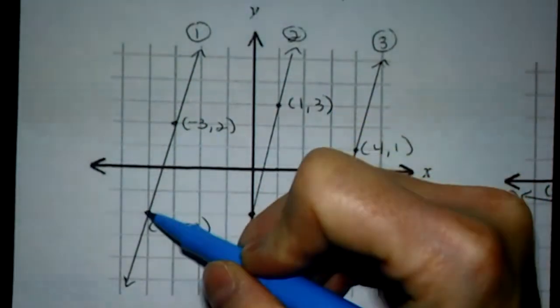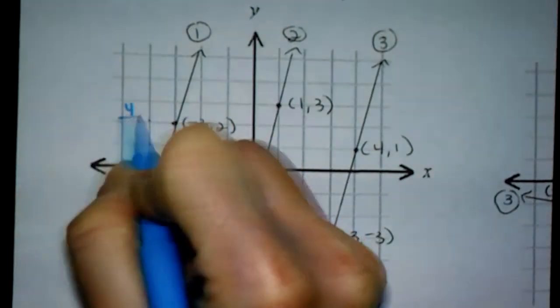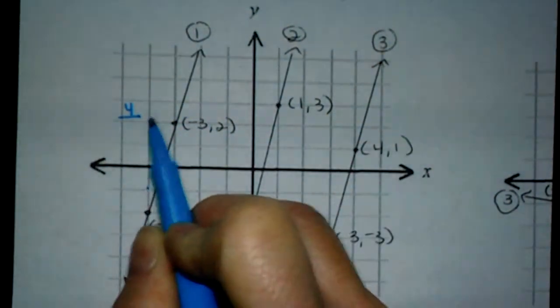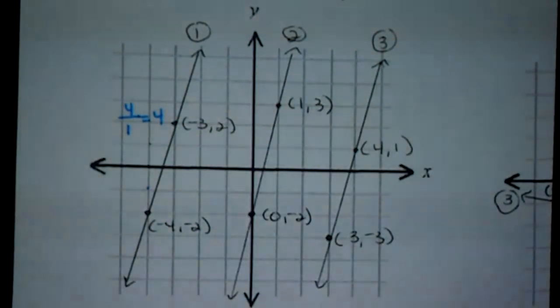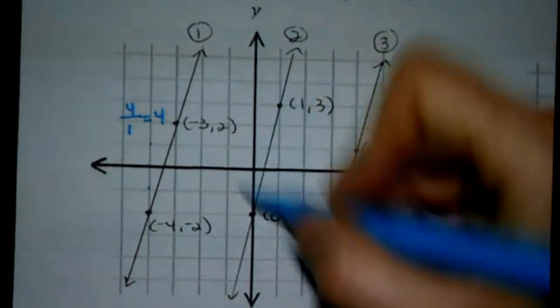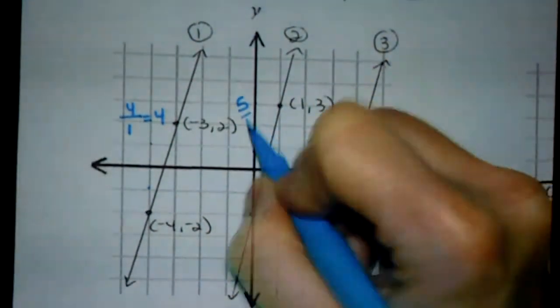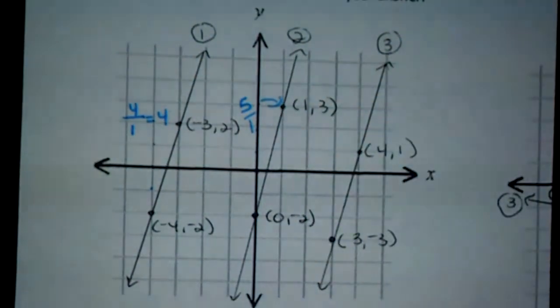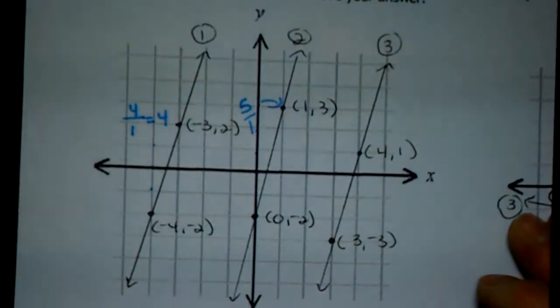But the change in y from this point to this point is 1, 2, 3, 4. And the change in x is 1. So the slope of this line is 1. I'm sorry, is 4. Just kidding. The slope of line 1 is 4. Now let's see what the slope of line 2 is. We're going from here to here. The rise, the change in y, is 1, 2, 3, 4, 5. And the change in x is 1. So the slope of line 2 is 5. Those aren't the same. They look pretty similar, but they're not.